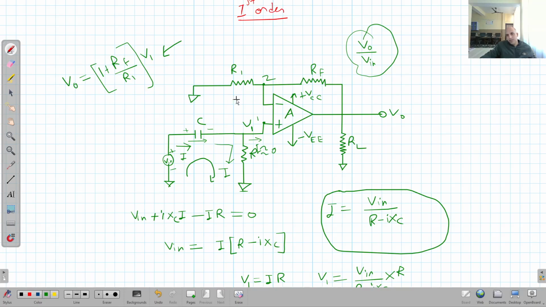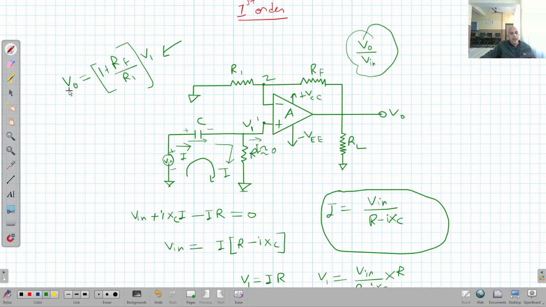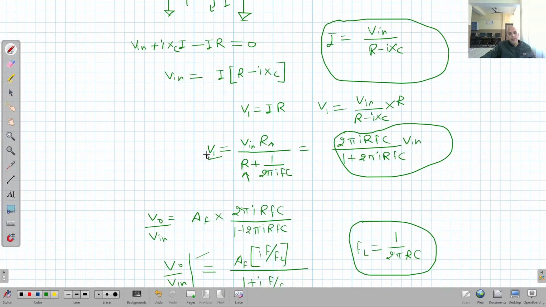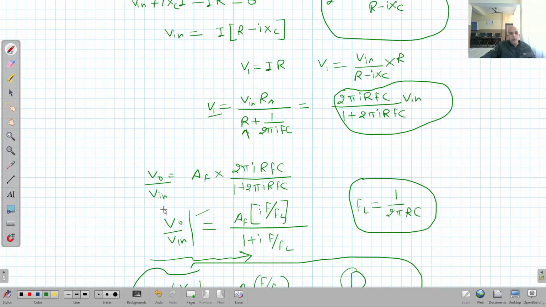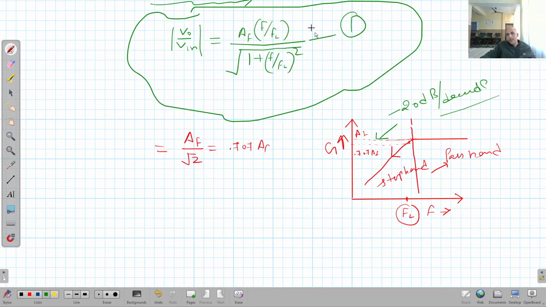Clear? This is the circuit diagram. We simplified the circuit diagram by finding the voltage at this node 1, that is B1. Then we put the value of B1 here and we got B output, right? We got B output upon B input. Then we simplified it. We found the value of FL, cutoff frequency 1 upon 2 pi RC, and then ultimately this is the transfer function, right, that we have plotted here.